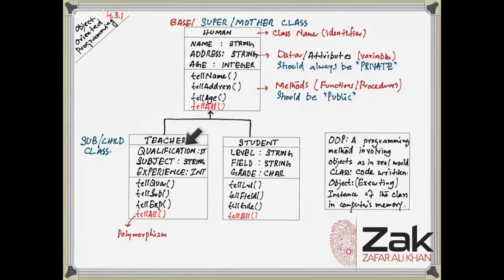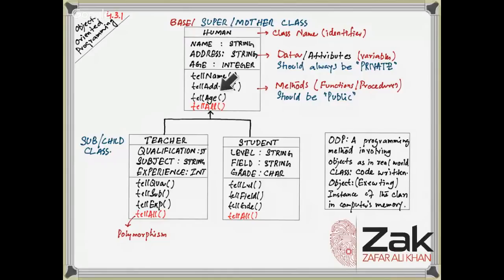All right, so now this is the teacher subclass, or child class, or derived class. When a class is derived from another class, all the data and the methods become part of the derived class. If name, address, age is not mentioned here, it really does not mean that this teacher class does not have name, address, age when it is derived from the human class. It has it. And it has these three additional data items as well, attributes.